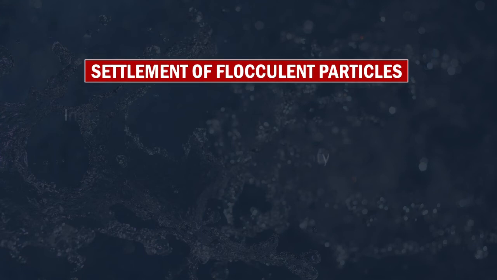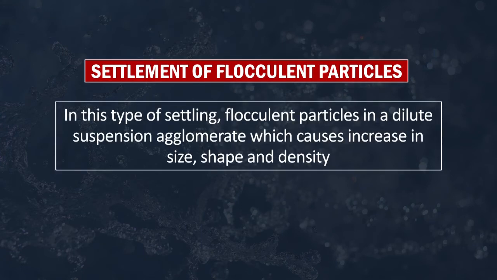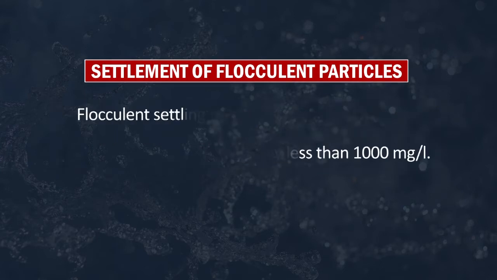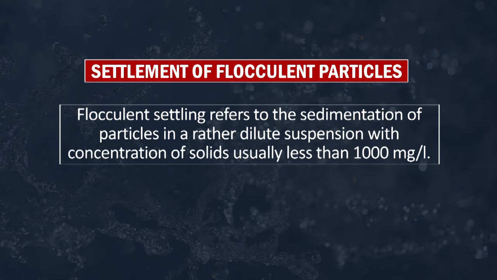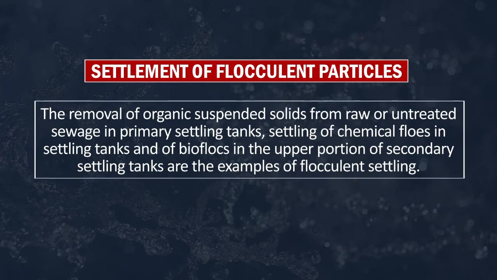Settling of flocculent particles. In this type of settling, flocculent particles in a dilute suspension agglomerate, which causes an increase in size, shape, and density. Flocculent settling refers to the sedimentation of particles in a rather dilute suspension with concentration of solids usually less than 1000 mg per liter. The removal of organic suspended solids from raw or untreated sewage in primary settling tanks, settling of chemical flocs in settling tanks, and of bioflocs in the upper portion of secondary settling tanks are examples of flocculent settling.